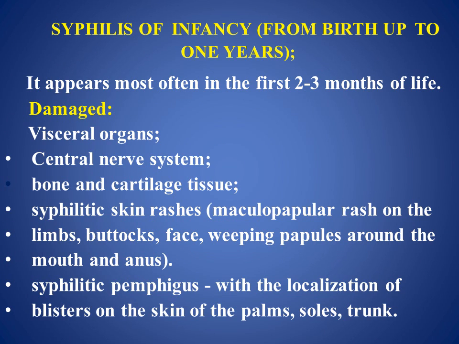Syphilis of infancy, from birth up to 1 year. It appears most often in the first 2-3 months of life, with damage to visceral organs, central nervous system, bone and cartilage tissue. Syphilitic skin rashes, especially maculopapular rash on the limbs, buttocks, face, weeping papules around the mouth and anus. Syphilitic pemphigus with localization of blisters on the skin of the palms, soles, and trunk.